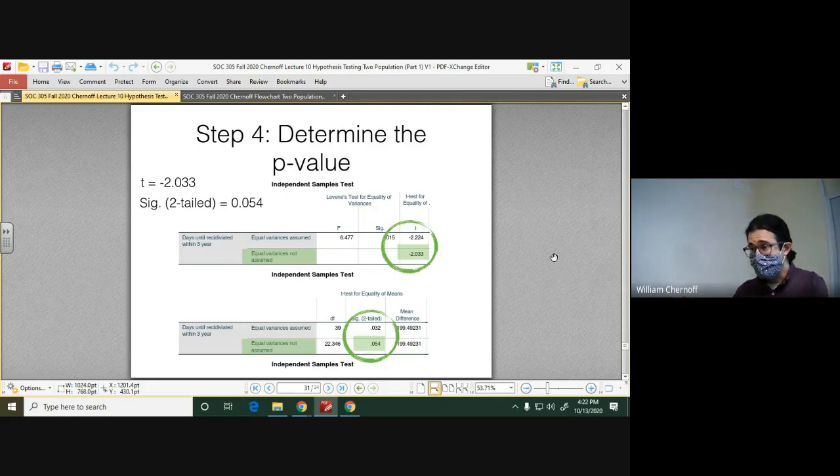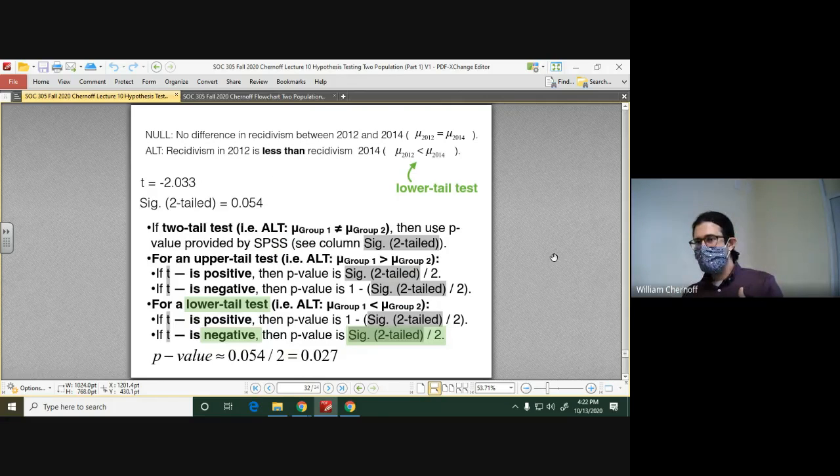Step 4, we then go to SPSS. We put our data into it. We have it crunch the numbers for us, and we get some results. Because we are making this assumption that the population standard deviations are different, we focus on the second row of this output. And from there, we pull out our T statistic and this sig two-tailed value. But when it comes to the p-value, sometimes SPSS is wrong. So we have to modify that p-value sometimes.